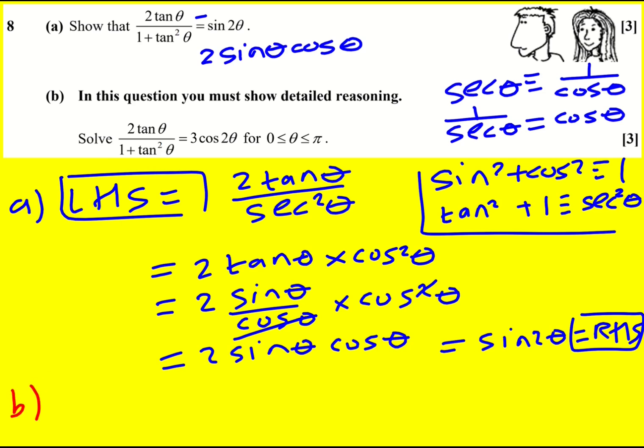Now B, we're asked to solve an equation. It doesn't look very nice, does it? Note, we are working in radians. It doesn't say, but the angle range implies that, 0 to pi. Okay, first up, this thing here. Replace it by sine 2 theta.